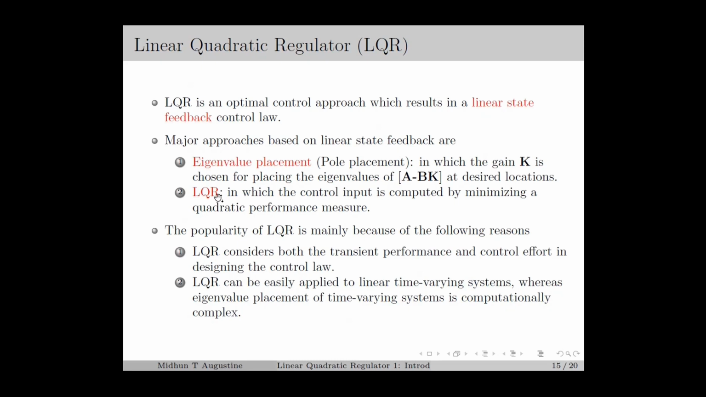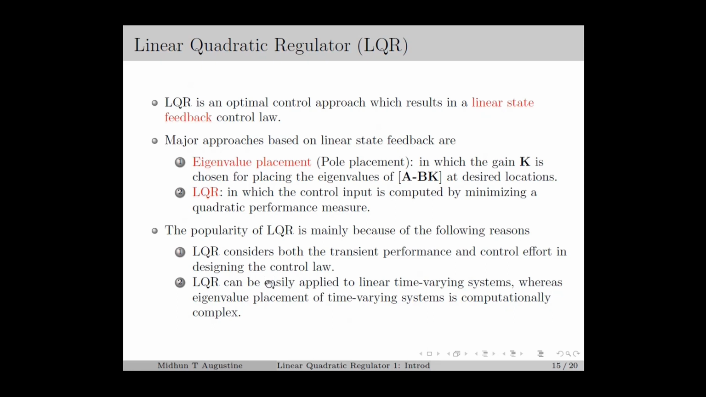LQR can be considered as an alternative to eigenvalue placement, in which the control law is designed by minimizing a quadratic performance measure, and it results in a linear state feedback. The popularity of LQR is mainly because it considers both the transient performance and control effort in designing the control law, whereas eigenvalue placement is mostly based on transient performance requirements.